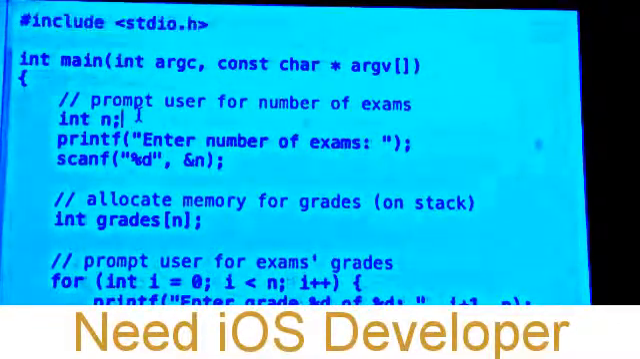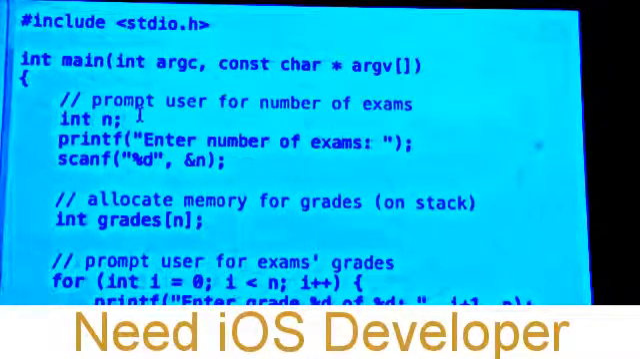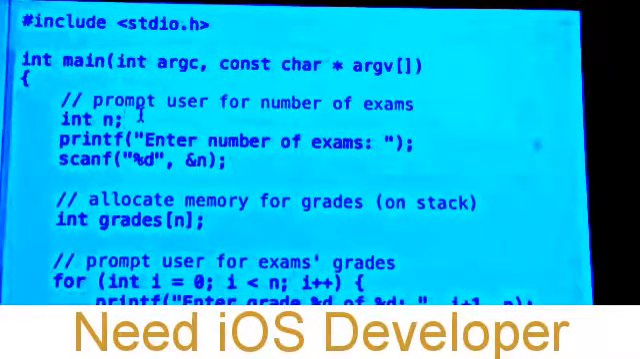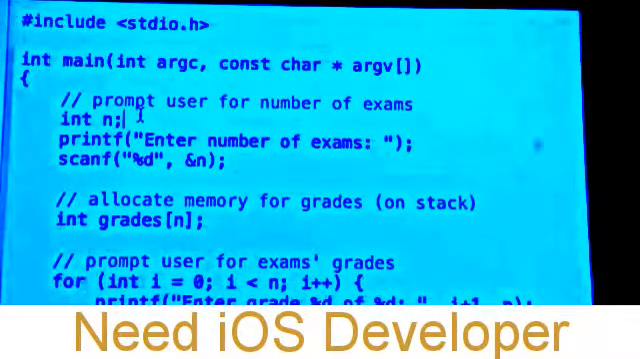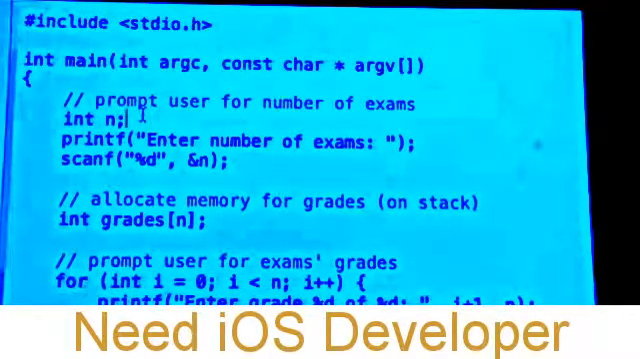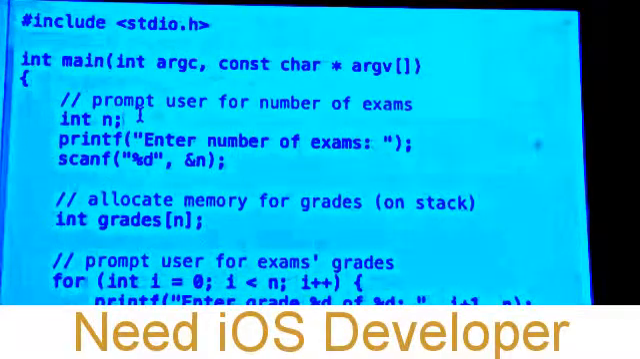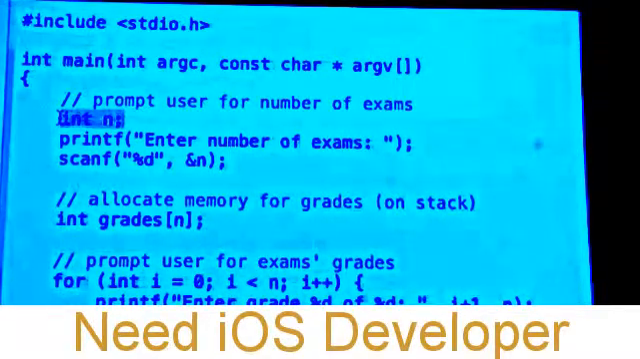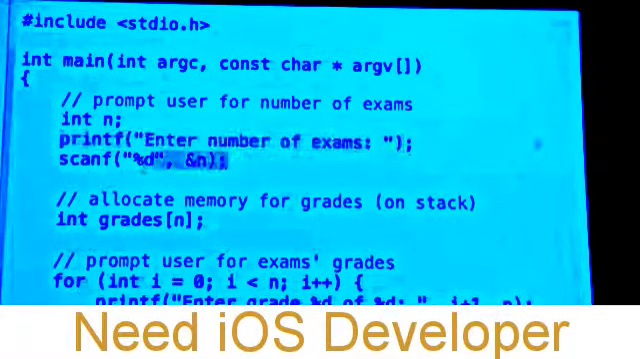So let's see what's going on. Prompt user for number of exams. So the context here is this is a simple little toy program that asks the user to tell me what your grades are on some tests or exams, and then it tells me my average just by adding them up and dividing by the total number of exams. So int n just gives me 32 bits or 64 bits. Printf is just telling me what to do. And this is an interesting function.